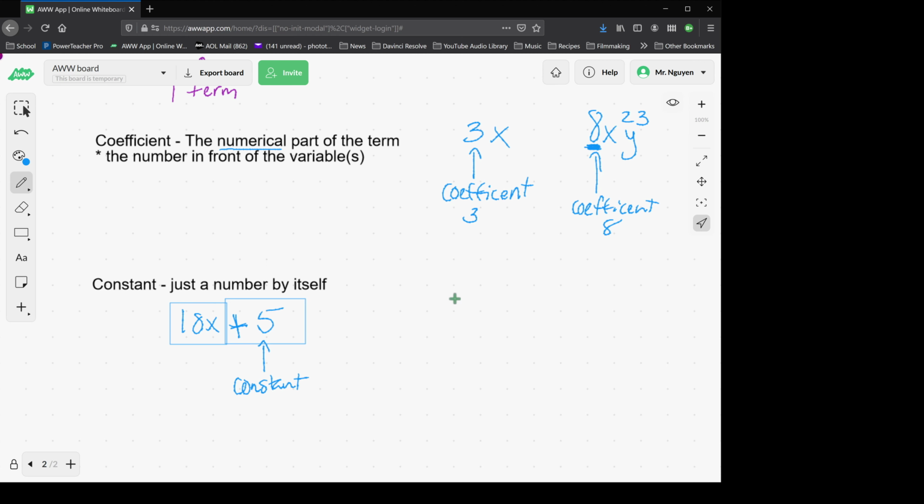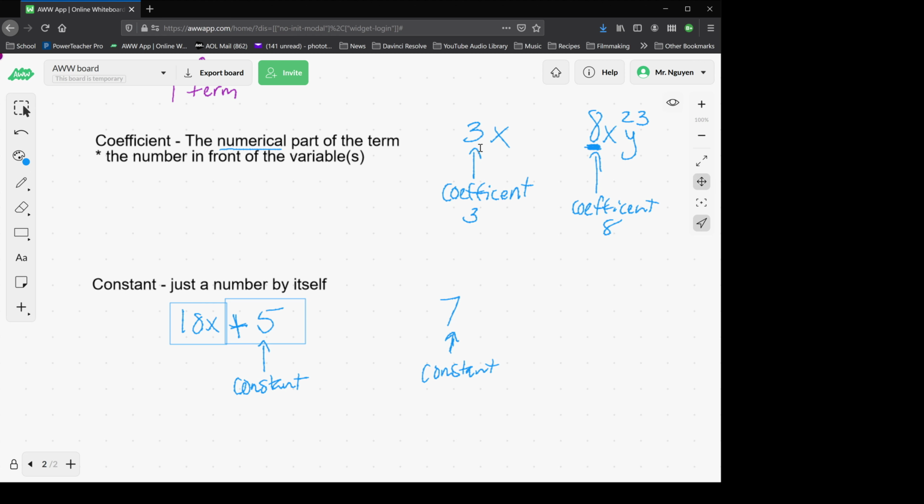So let's just say you have the number 7. It's a term, but it's a constant, right? Constants can also be terms. So you have 7, you have 5, whatever is a number just sitting by itself. It can't have a variable with it. It's just a number by itself. So that's a constant, right? This is also a constant. Just a number. That's all it is.